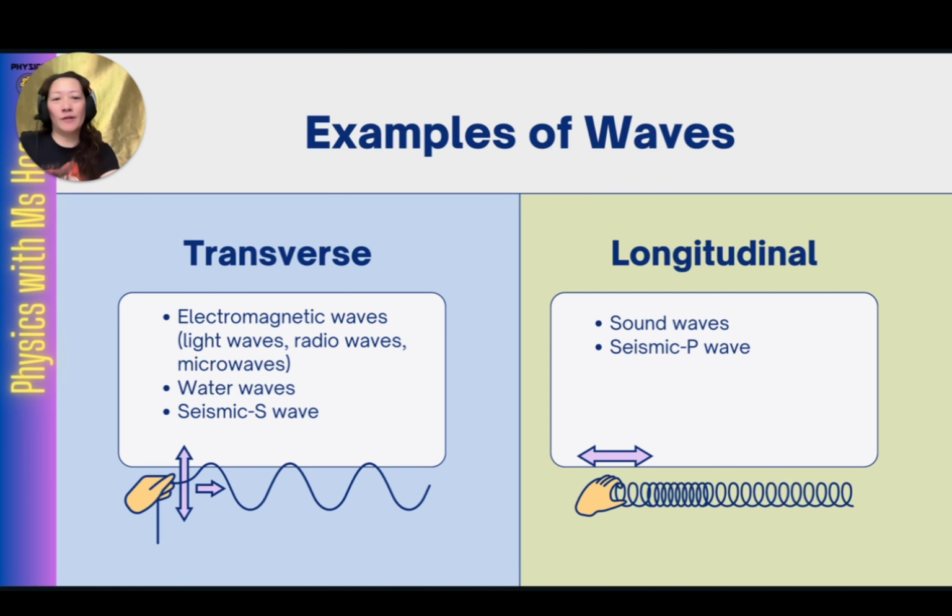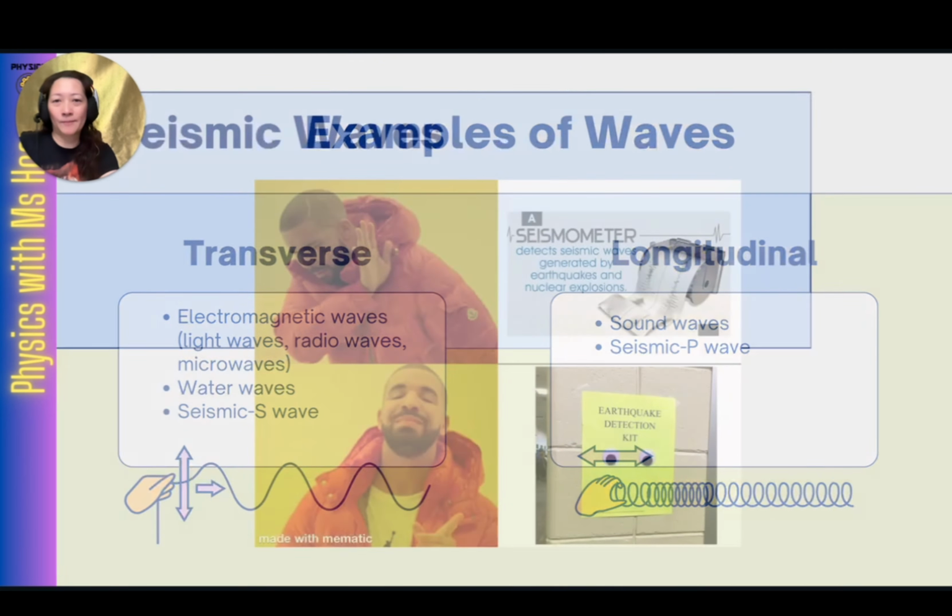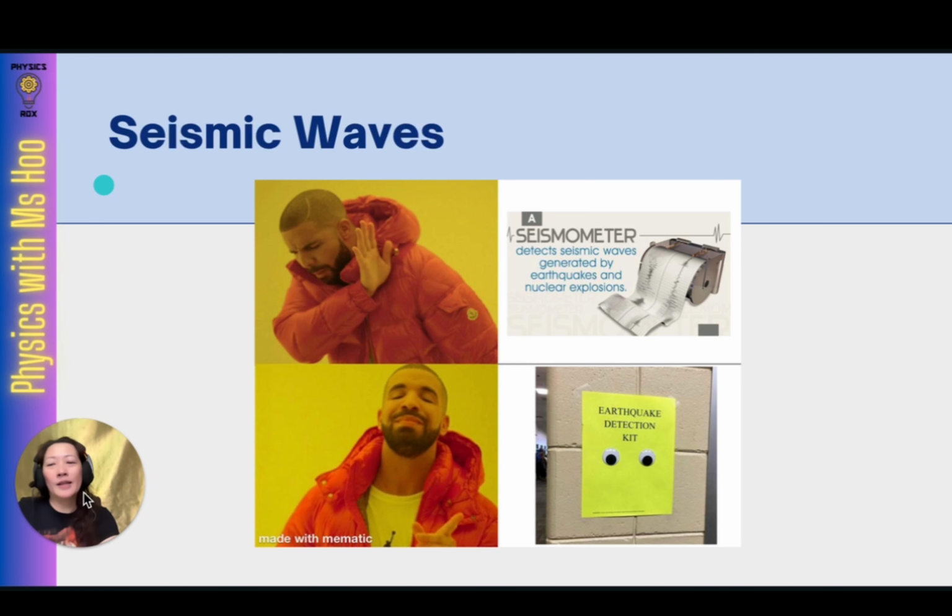Now, of course, if you're like, no, I need to know more about this, let's go a little bit more into what Seismic-S and Seismic-P are. So here's a little meme for you. Yeah, a seismometer basically is a device that detects seismic waves generated by earthquakes and nuclear explosions and draws out the wave graphs, similar to how I explained how sound waves generate those wave graphs. But if you prefer this kind of earthquake detection kit, you do you, man.